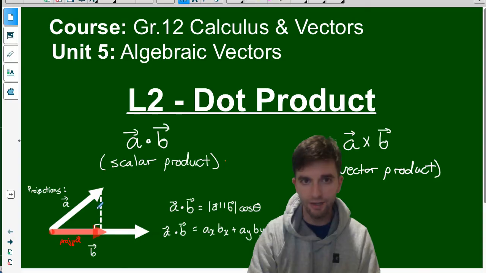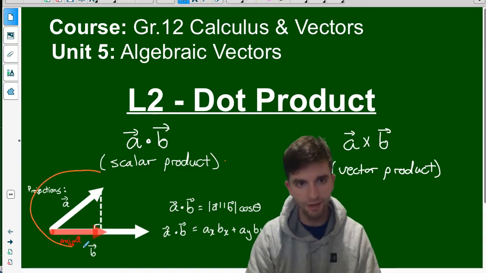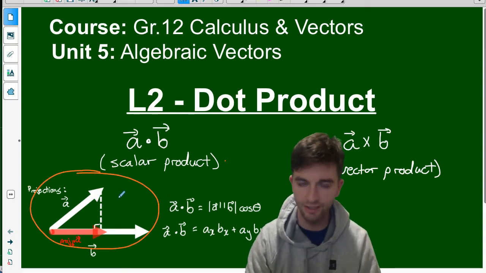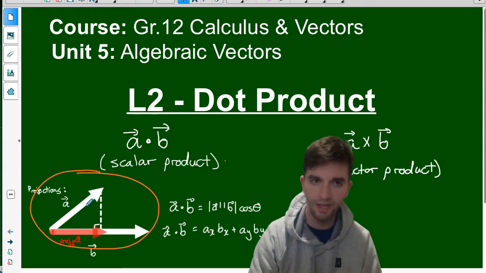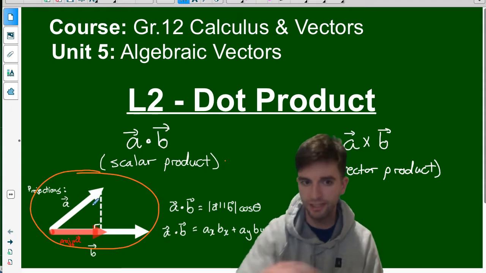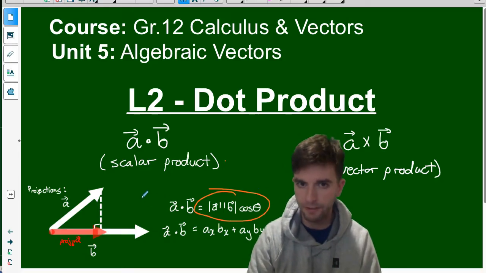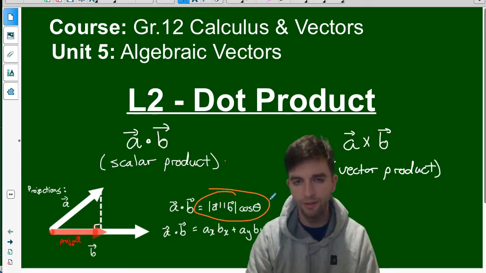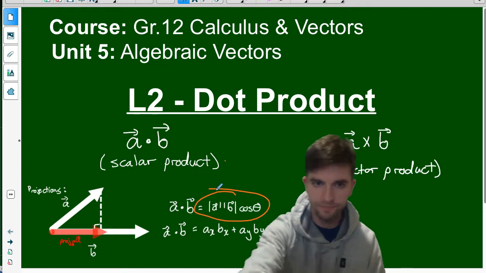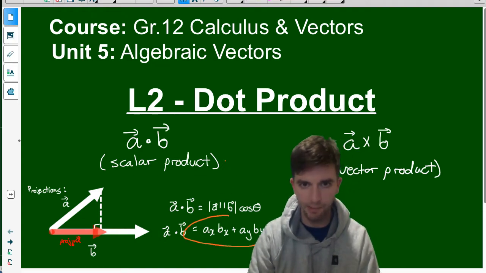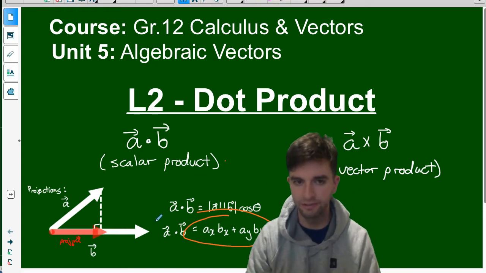In order to be able to calculate a dot product, we're going to have to understand what a vector projection is. So that's the first thing we're going to look at in this lesson, understanding what a vector projection is. And that's going to help us come up with this formula for dot product. Now, this is the formula for the dot product of geometric vectors. And then we'll also adapt that to come up with the formula for algebraic vectors.